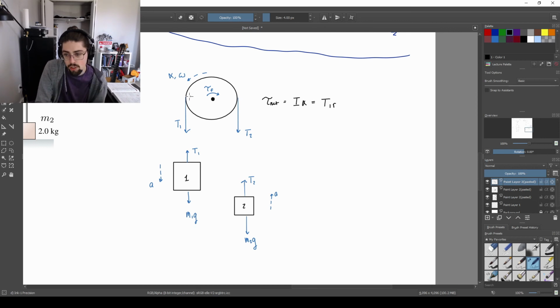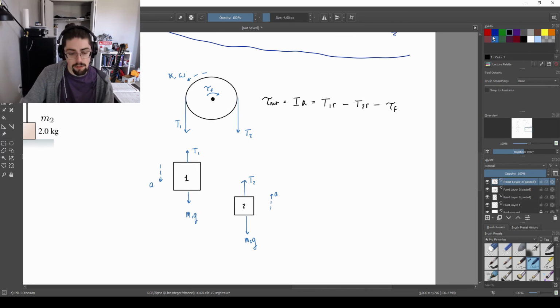And to boot, the radius goes out like this, so this is a right angle. So sine of 90 is just 1. T1R. Tension 2 does the exact same thing, but in the opposite direction, so this is a minus T2R. Finally, we have friction, which just has some sort of quantity. They give us what that value actually is, so that's going to be torque friction. Okay.